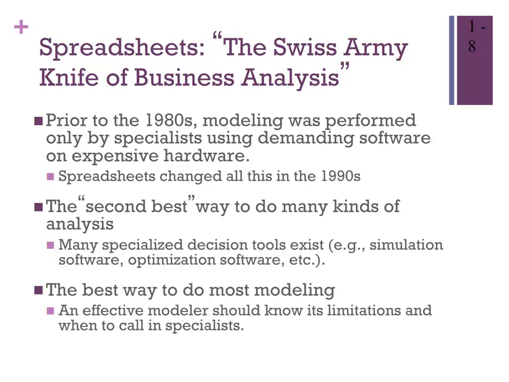And for the most part, the second best way to do most kinds of analysis is through the use of a spreadsheet. There are specialized tools such as SPSS and SAS and Mathematica, which are excellent for doing specialized types of analysis. But generally speaking, the spreadsheet is at least the second, if not the best, way to do almost any kind of analysis. And because it is that common denominator, it has achieved such wide usage. These specialized decision tools still exist, simulation software, optimization software, etc. But spreadsheets are still the best generalized tool for doing it.